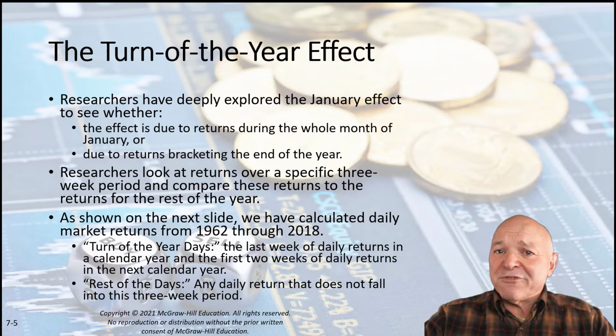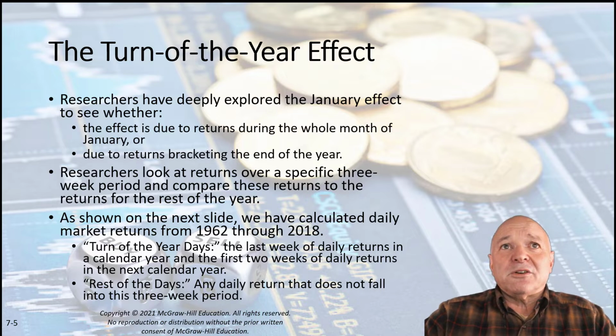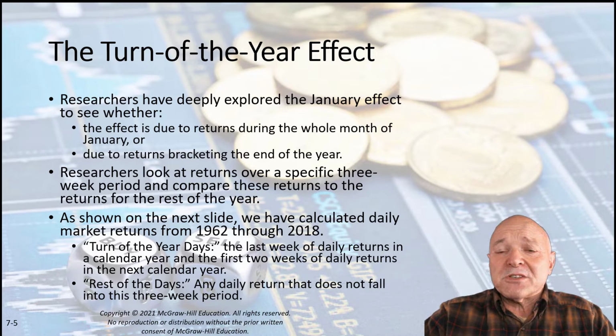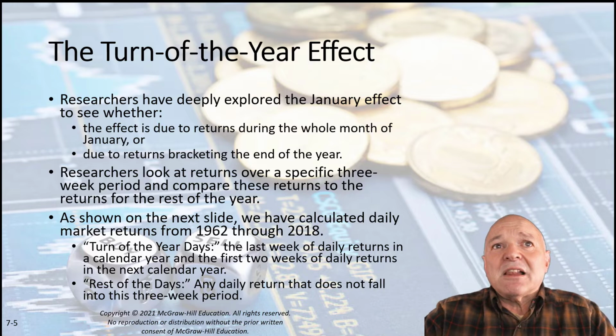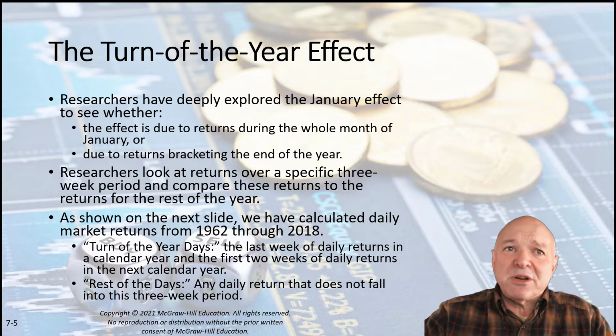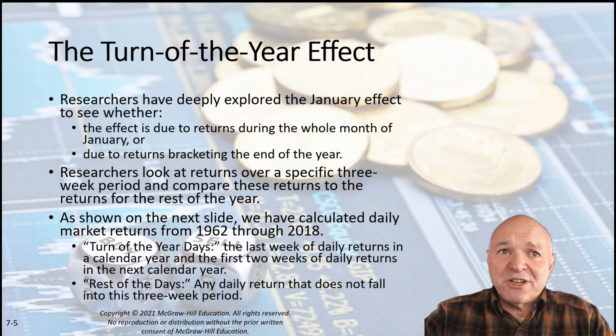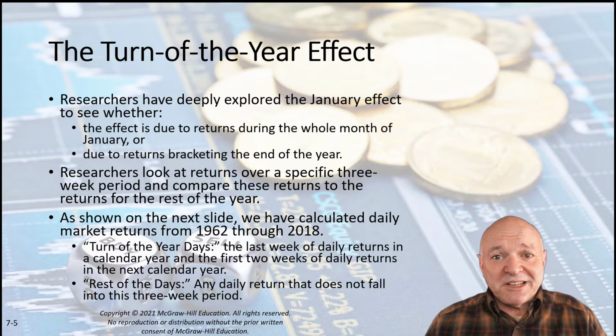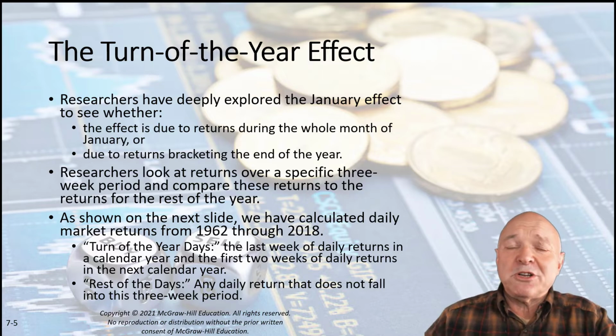So rather than try to find an explanation and a grounded theory, just observing the data provided some insights. The first question was, does this affect all of January, or is it just due to the bracketing at the end of the year? So to study this, the researchers looked at a specific 3-week period. Essentially, the first 2 weeks of the returns in the next year and the last week of returns in the previous year. And that becomes the turn of the year days. The rest of days were the days that were not in that particular time window.